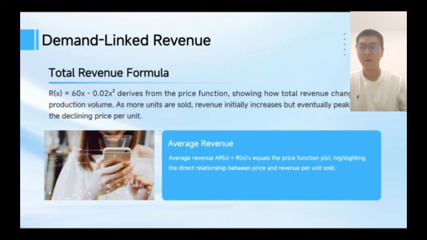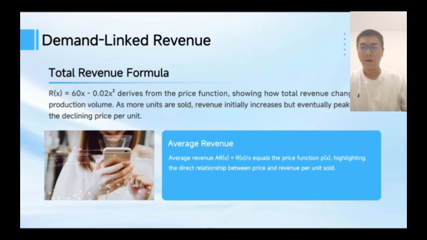Our total revenue function is R(x) equals 60x minus 0.02x squared, derived from multiplying the price function p(x) equals 60 minus 0.02x by production volume x. This formula tells a clear story.